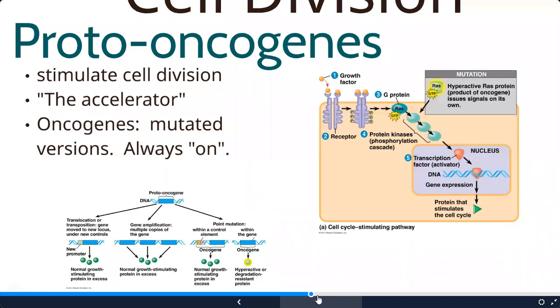Sometimes a proto-oncogene picks up a mutation, and that turns that gene to be always on. Once it's picked up that mutation, we call it an oncogene. It's not the DNA that's actually the problem, it's the protein that the DNA makes. So we have a mutation in the enzyme that the DNA makes, so it's always on, and it's always making cyclins, basically.